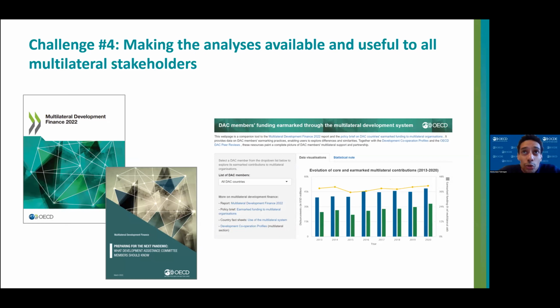And so we do that by trying to complement our publications and reports with digital tools, so users can conduct their own analysis. For example, the dashboard that is shown on the right-hand side here allows users to explore the earmarking practices of individual OECD DAC members. The ultimate goal being for us to ensure that the analyses are useful to policymakers and lead to concrete change.